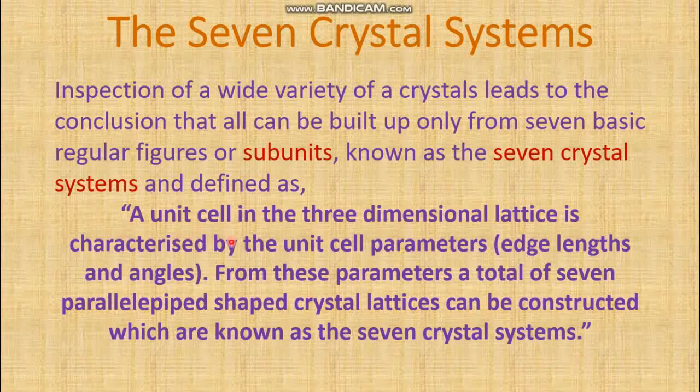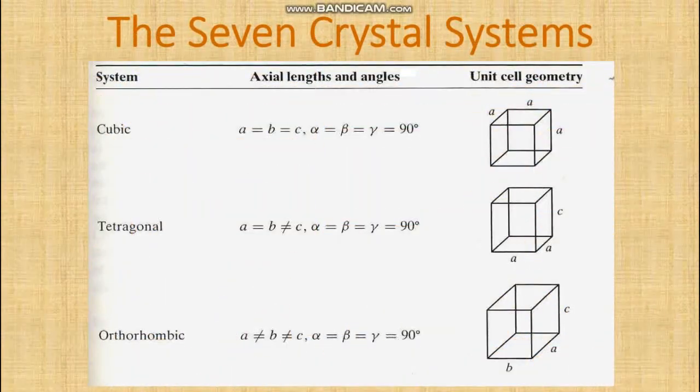I repeat, a unit cell in the 3-dimensional lattice is characterized by the unit cell parameters. Okay, from these parameters a total of 7 parallelepiped shaped crystal lattices can be constructed which are known as the 7 crystal systems. So the basic subunits are of 7 types, and these are cubic system, tetragonal system, orthorhombic system. In the cubic system, A equals B equals C, alpha equals beta equals gamma equals 90 degrees.